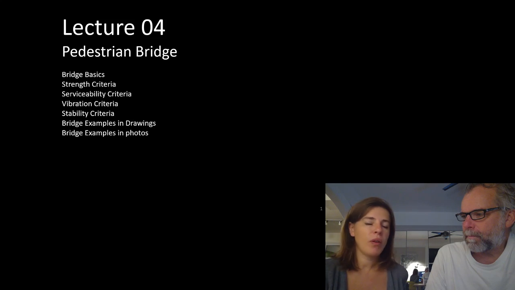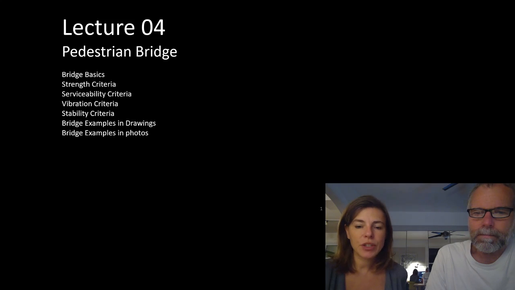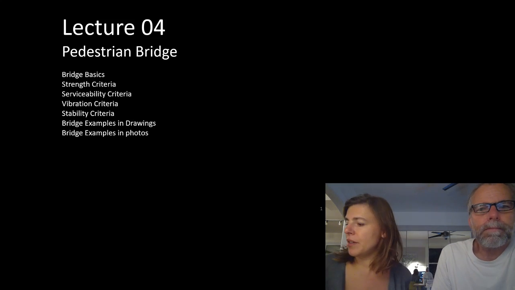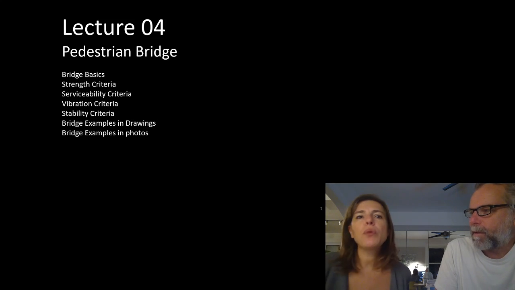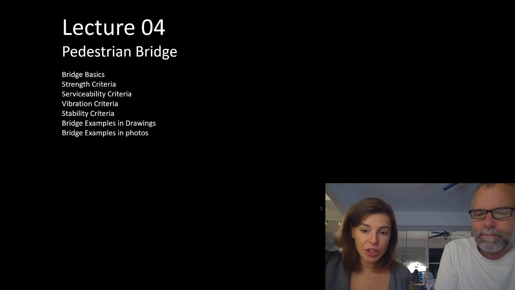The loading on bridges is more or less obvious if you've done structures 1, structures 2, and you've paid attention to the previous lectures in this series. And certainly the process is the same. The process is the same, yeah. So we're talking about the loading conditions and things like that.